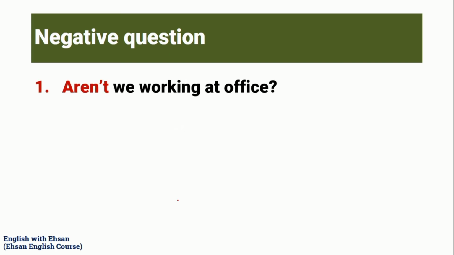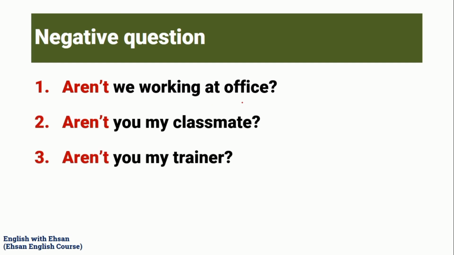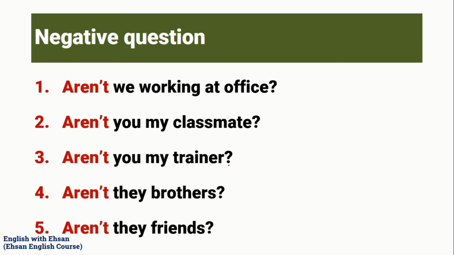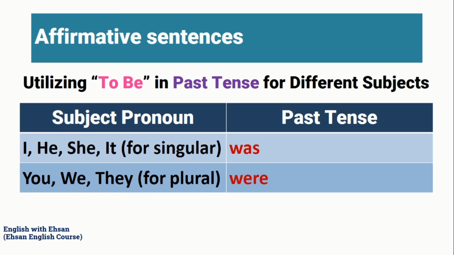Okay, number one, here we have more negative questions. Aren't we working at office? Number two, aren't you my classmate? Number three, aren't you my trainer? Number four, aren't they brothers? Number five, aren't they friends?